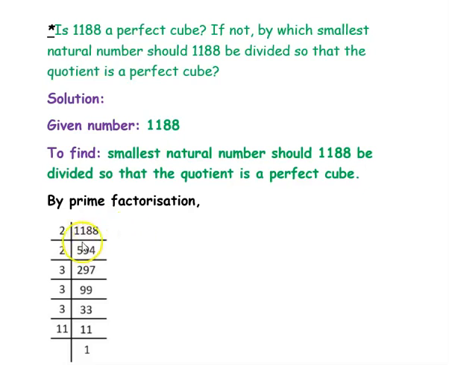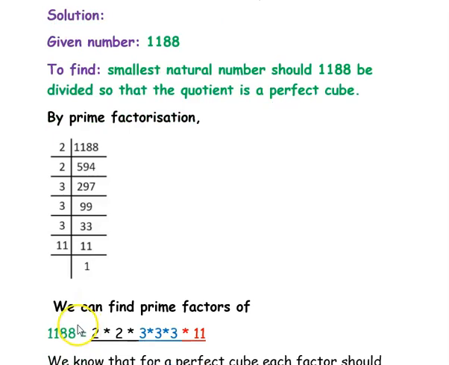First we will do the prime factorization of 1,188. First I am dividing by 2, so I get 594, which I further divide by 2 to get 297. We can divide it by 3 to get 99. 99 can be divided by 3 to get 33, which can be divided by 3 to get 11. Then 11 divided by 11 gives 1. Now we'll write the prime factors of 1,188. It is 2 into 2 into 3 into 3 into 3 into 11.